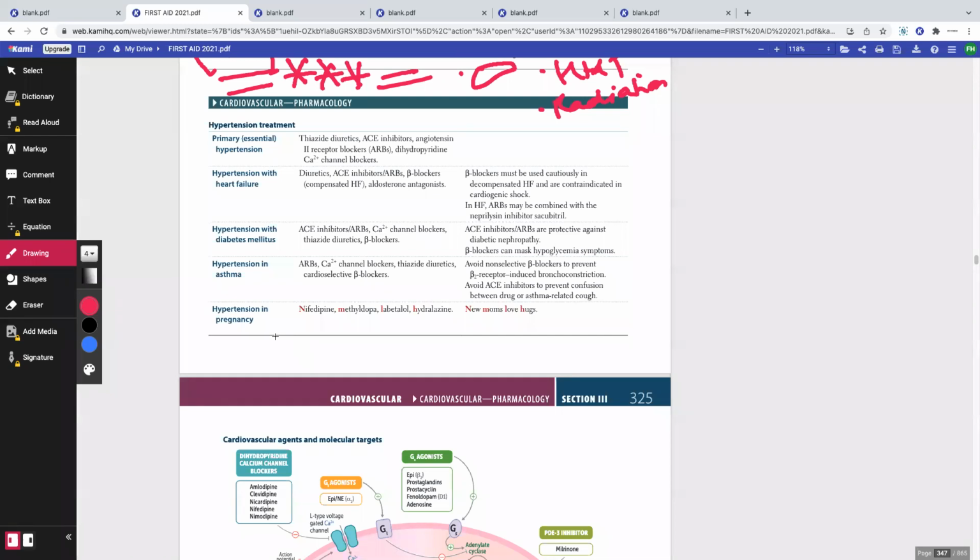Next one is, if there is a block between the SA node and AV node, then the SA node will generate the impulse by itself and the AV node will generate the impulse by itself.